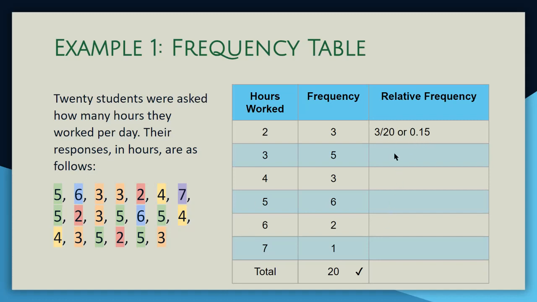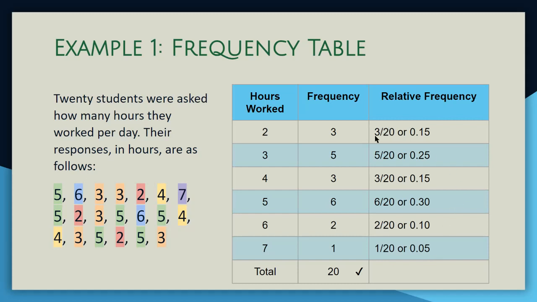We're going to do that down the rest of the column. Take the class frequency, divide it by 20, spit out a decimal. So the next one's going to be 5 divided by 20, which I know comes out to 0.25. Next one is 3 divided by 20, or 0.15. 6 divided by 20, 2 divided by 20, and 1 divided by 20.